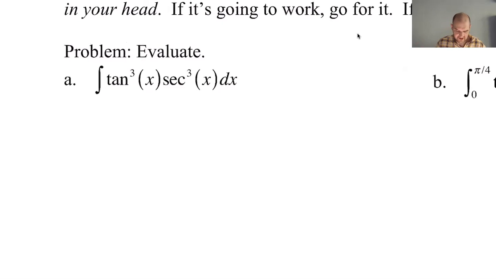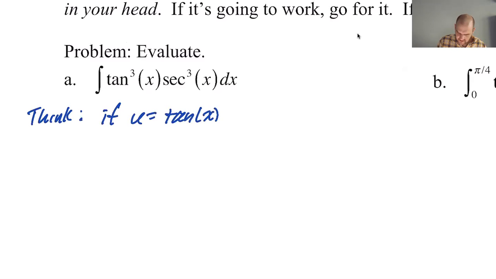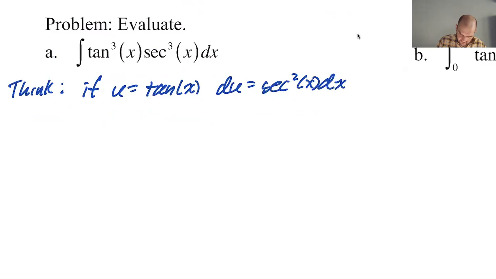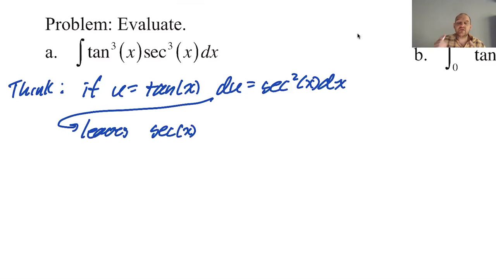So what I would do is I would test it. If u is equal to tan of x, then du would have to be secant squared of x dx. Now this is the key thing. If du is secant squared of x dx, that leaves secant of x, because it's secant cubed. And I cannot really turn this into tangent. So this is a problem. I would abandon this at this point.